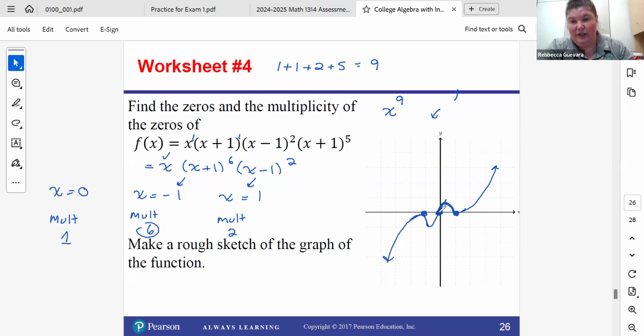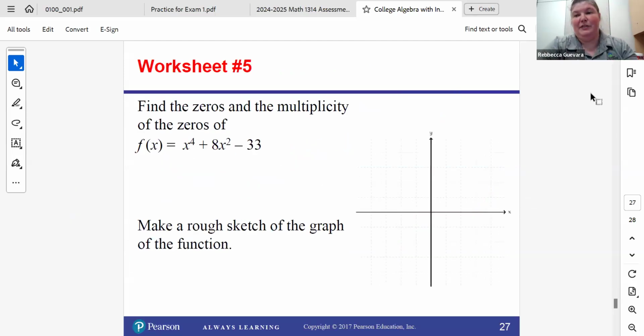And just to make sure we did this right, the 0 at 1 had a multiplicity of 2. So roughly our graph is shaped like this. I'm just trying to smooth it out a little bit. Like I said, if you want to, you can graph it, but that's just a rough shape of it.